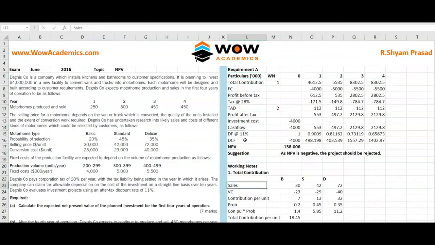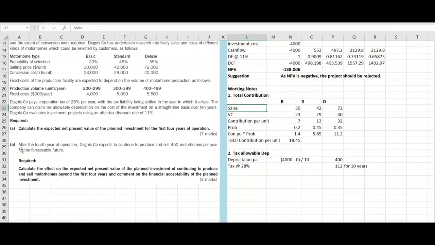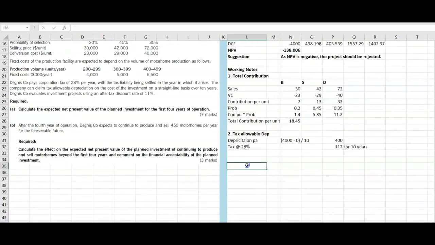Have we finished this problem? The answer is no. We still have one more element. So we'll start from the requirement B. If you look at requirement B, after the fourth year of operation, Degnisco expects to continue to produce and sell 450 motor homes per year for the foreseeable future. Calculate the effect on the expected net present value of the planned investment of continuing to produce and sell motor homes beyond the first 4 years and comment on the financial acceptability of the planned investment.